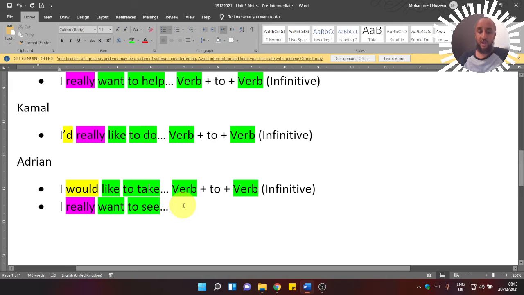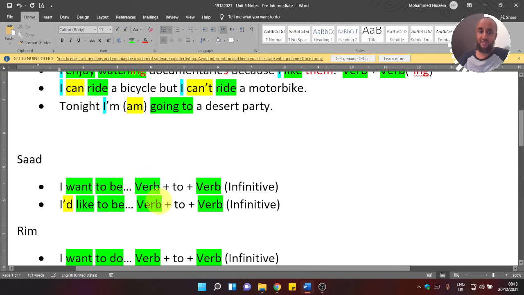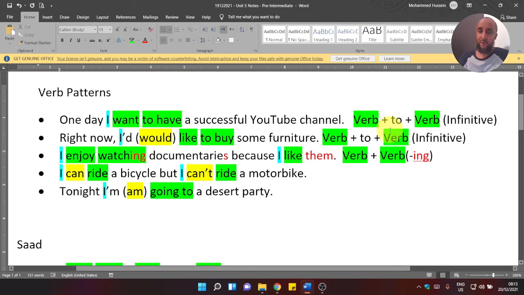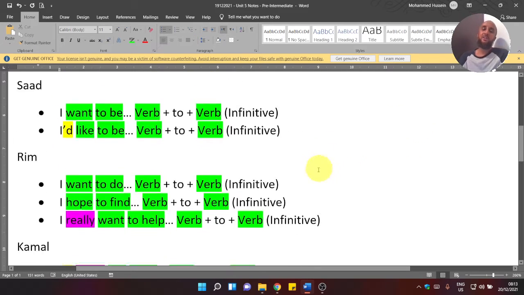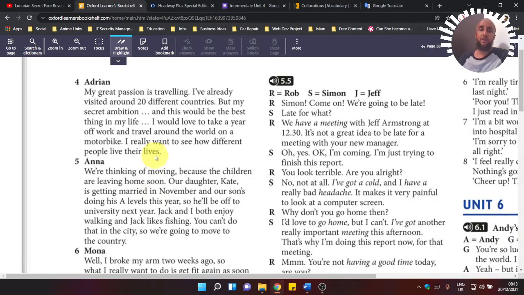So by now, everybody should understand the pattern that we're focusing on here tonight. This is the first pattern here, okay? We haven't seen this pattern yet. I enjoy watching. We haven't seen that one yet, so we'll come to that, inshallah. "I really want to see how different people live their lives." That's it. Right, that's good.